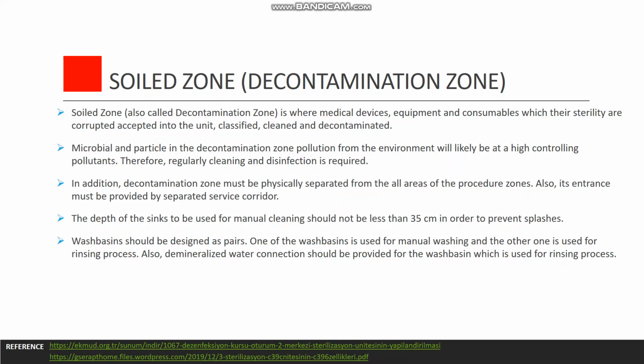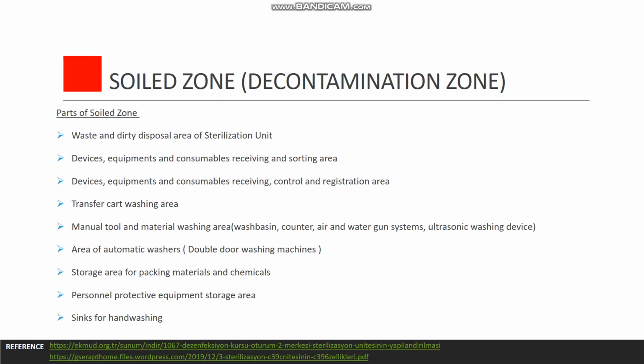The depth of the sinks to be used for manual cleaning should not be less than 35 cm in order to prevent splashes. Wash basins should be designed as pairs. One of the wash basins is used for manual washing and the other one is used for the rinsing process.